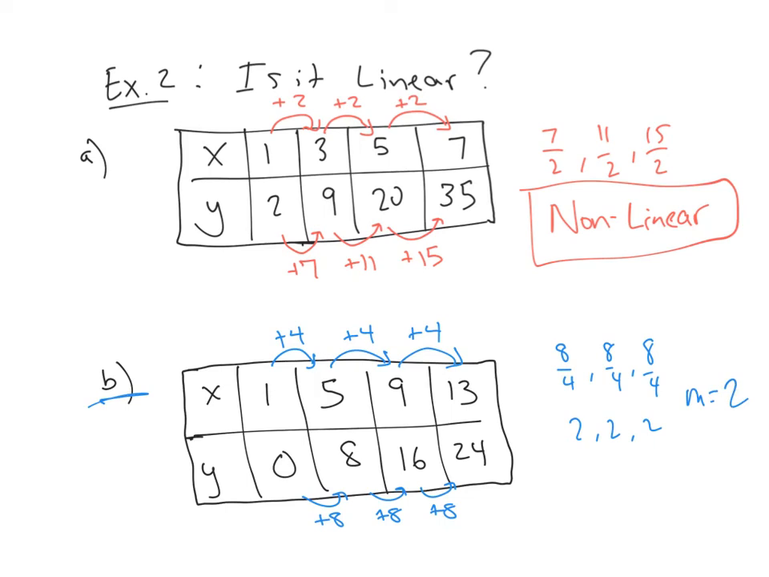I don't really need to know that level of detail though for today. I just need to know that it is a constant slope, regardless of what it is. It just is a constant slope. So if there's a constant slope, I'm going to say the function is linear.